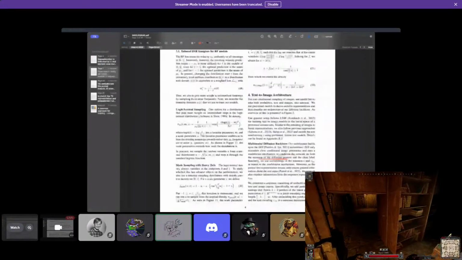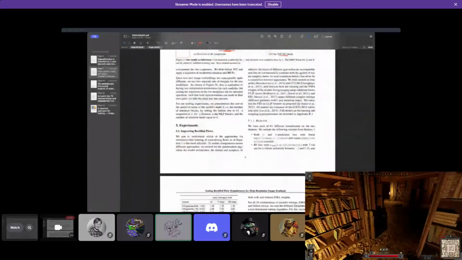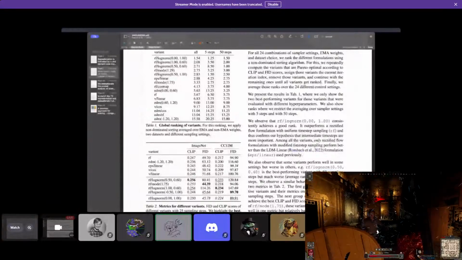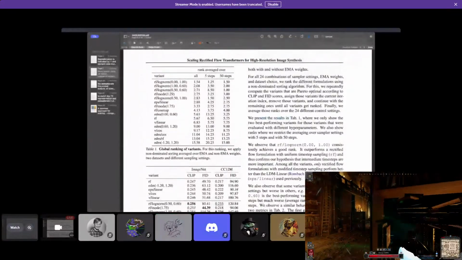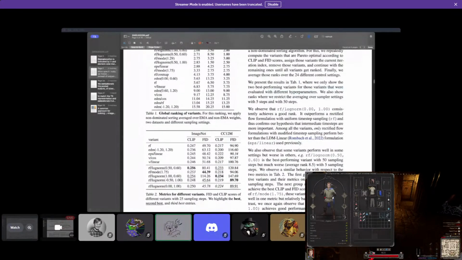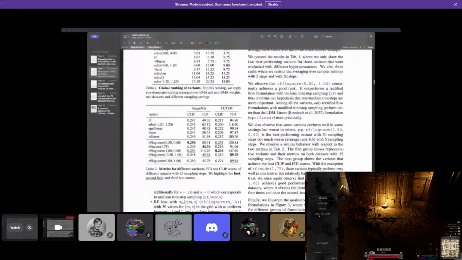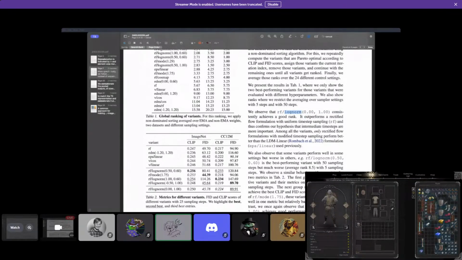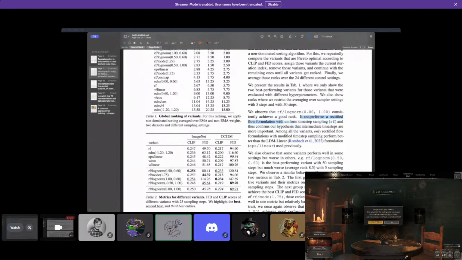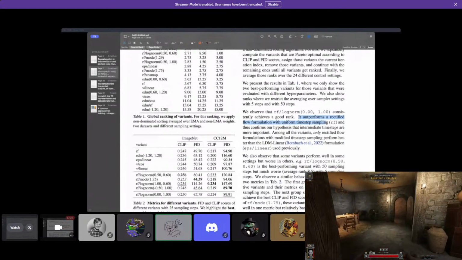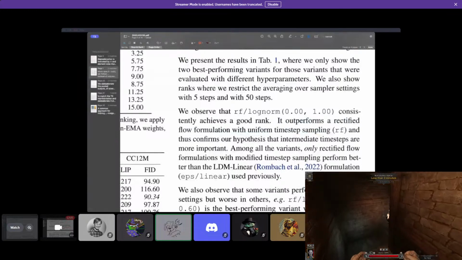So yeah, let's read the table. So you can see the results of the different schedule flow combinations here. Yada yada. We observe that the rectified flow with a log norm schedule consistently achieves a good rank. It outperforms a rectified flow formulation with a uniform time step sampling. So that, yeah, okay, that's the second part of the sentence. Thus confirms our hypothesis that intermediate time steps are more important.